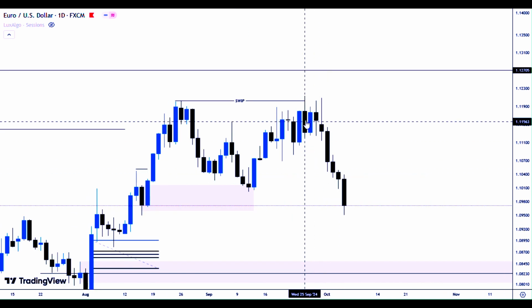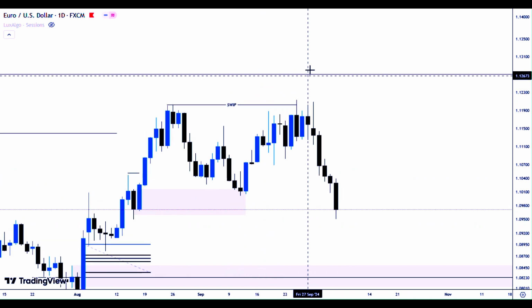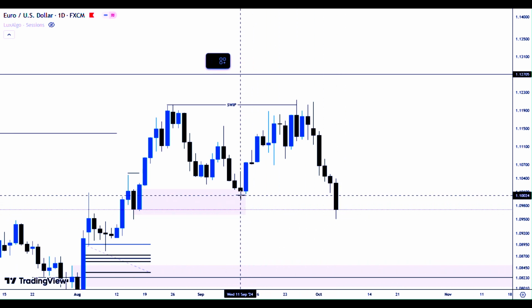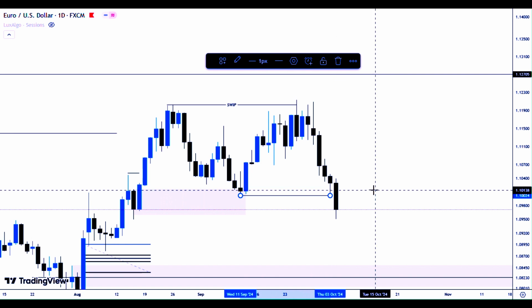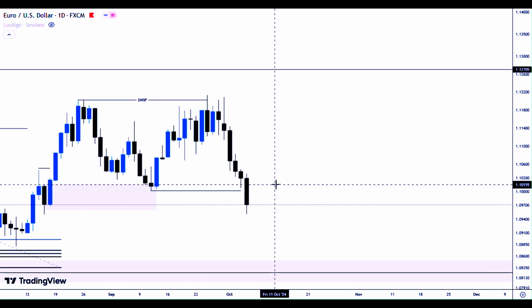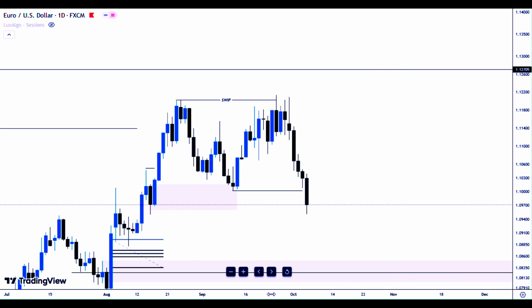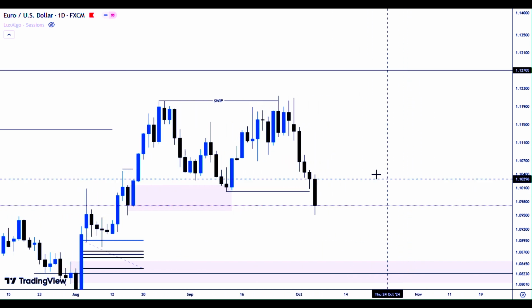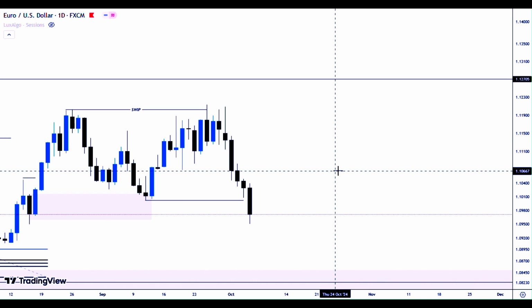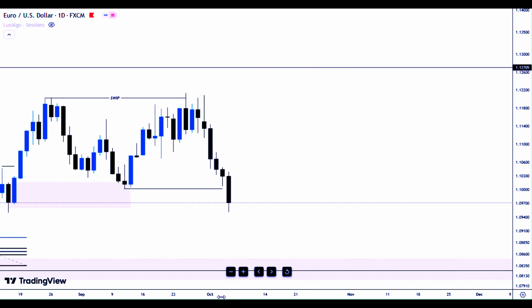After sweeping the liquidity, the price failed to make a new high. Instead, it reversed to break this low. Breaking this low shows me that the price might have a chance to go down. So I'm gonna be marking some supply zones that I expect the price to come to, so that it can reverse going down.